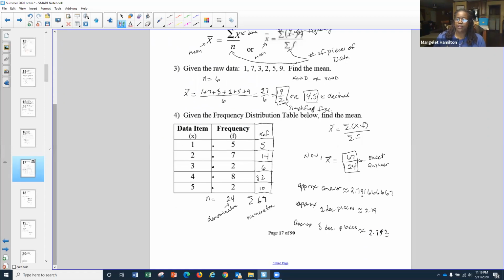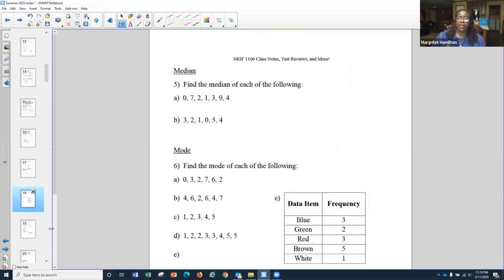All right, so we found the mean. All right, let's move to the median. The median. So the median now says it's the middle of the set of ranked data.